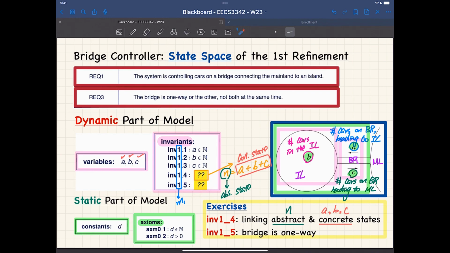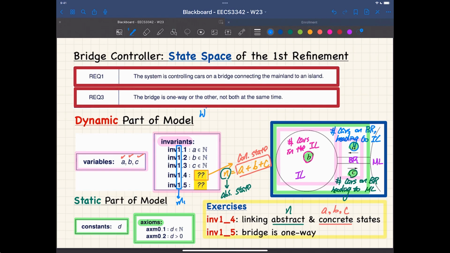Okay? Let's say that's it. That's all you have. You say n is equal to a plus b plus c. And then you say a, b, c should be a natural number. Okay? Do you see any danger of the first refinements if we only have invariants 1, 2, 3, 4? Let me write out the question here. A very important one for you to think about.